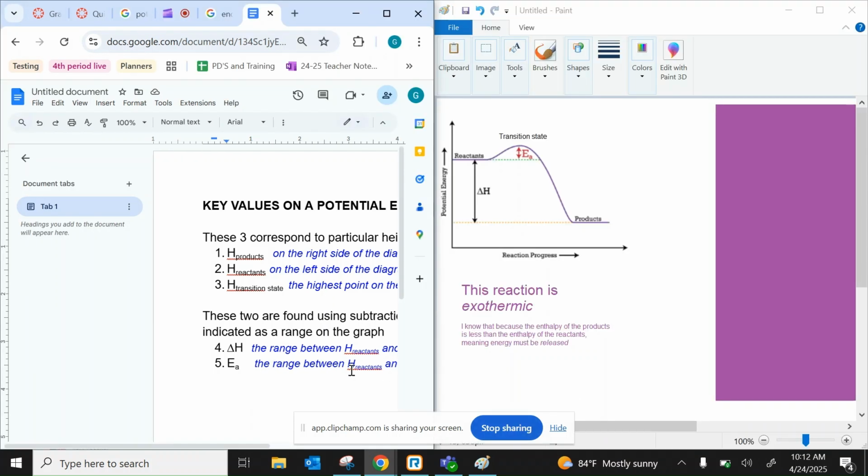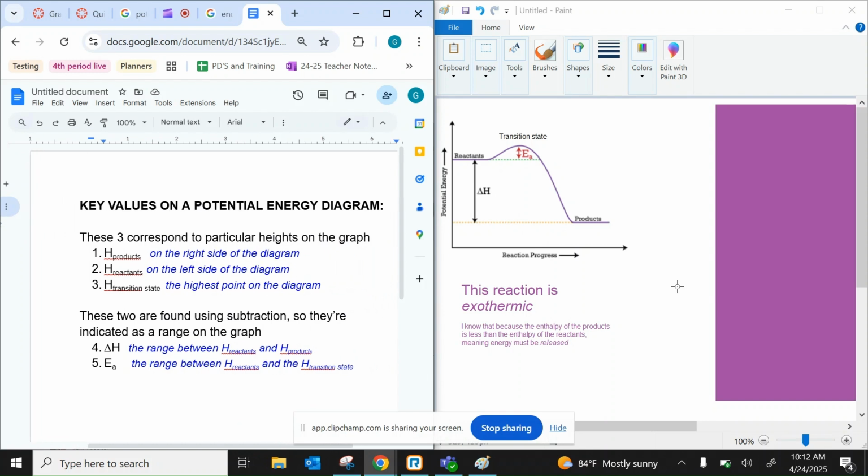So I'm going to show you a couple examples and then we'll look at the actual workbook. So here is just a simple potential energy diagram. First thing I notice right away is this is an exothermic reaction. I always check with myself before I start looking for anything and ask, is this exothermic or endothermic? And I know that it's exothermic because the enthalpy of the products is less than the enthalpy of the reactants. That means when I do that subtraction, I'm going to get a negative value.